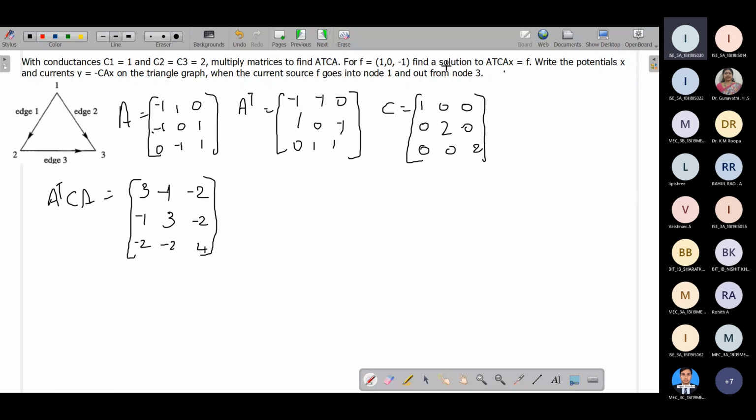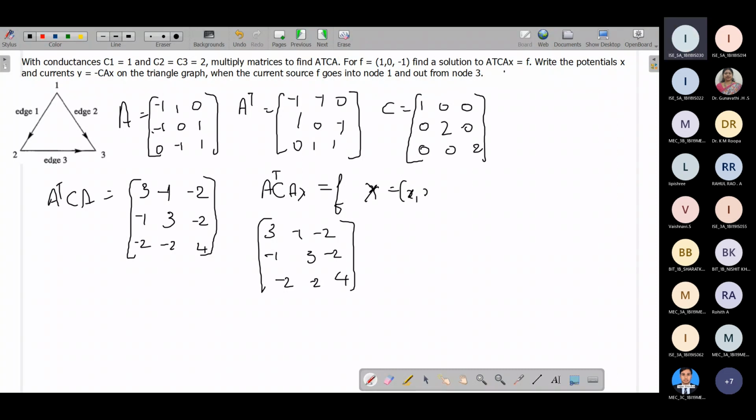Now the current source is given. We have to solve A transpose CA into X is equal to F. So this is A transpose CA, that is 3, minus 1, minus 2, minus 1, 3, minus 2, minus 2, minus 2, 4, into X. Since there are 3 nodes, we'll assume X as X1, X2, X3 transpose, which is equal to F. F is also given in the question, so it is 1, 0, minus 1.